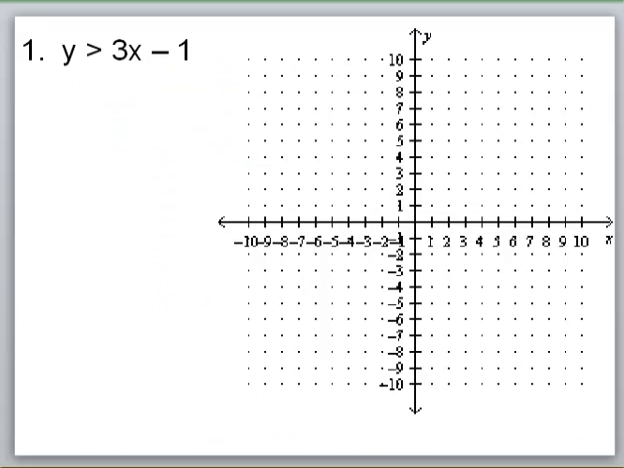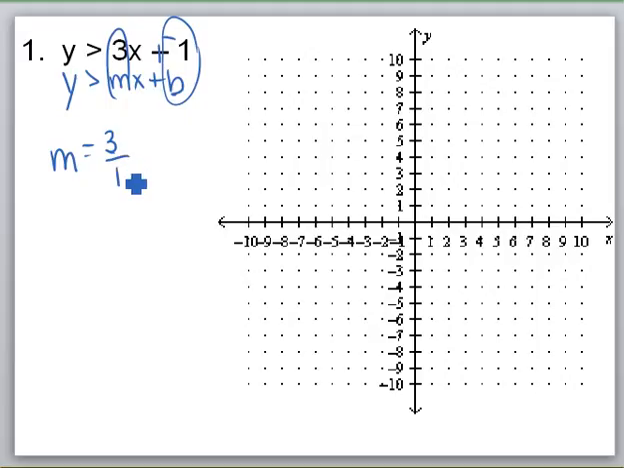So on this problem, what we'll do is we'll go ahead and graph this. This is slope-intercept form, y equals mx plus b. It just says y is greater than, and this would be your mx plus your b. So my m is 3 and my b is negative 1. So I'll write that. My m is 3, and I'll denote that as 3 over 1. And my b is negative 1.